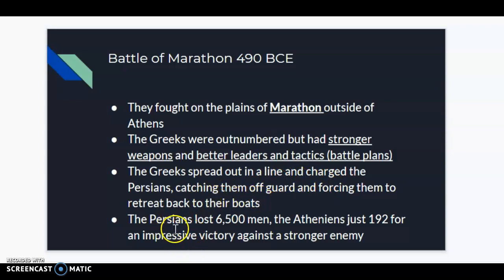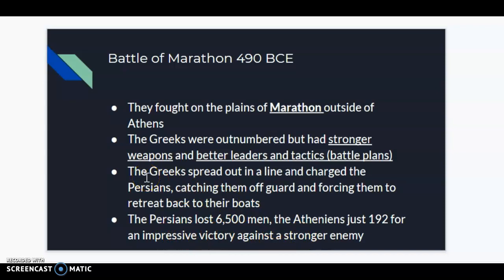In the end, the Persians lost 6,500 men, and it was a complete slaughter. And the Athenians lost just 192 on the battlefield. This is an impressive victory, more than impressive, almost an impossible victory against a stronger enemy. And it's really cool.